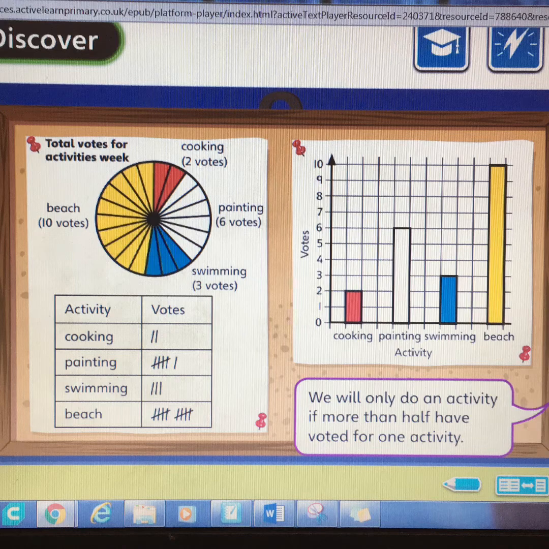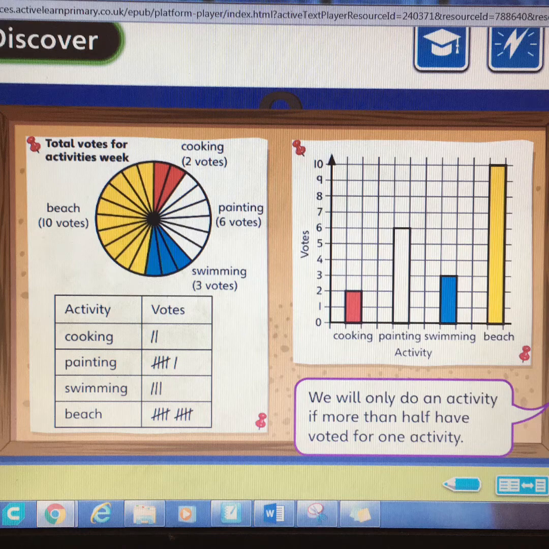So I want you to look at the little table at the bottom. How many people voted for swimming? The answer is 3. Now let's have a look at the bar chart on the right. How many people voted for painting? So you go across to painting, up, and then across the y-axis, and it would be 6.